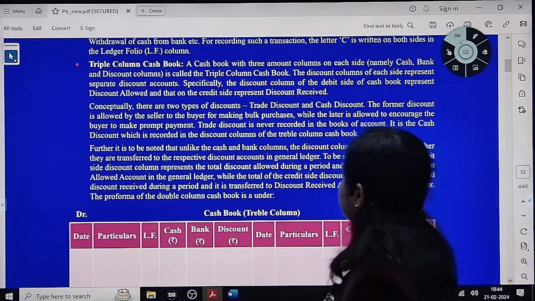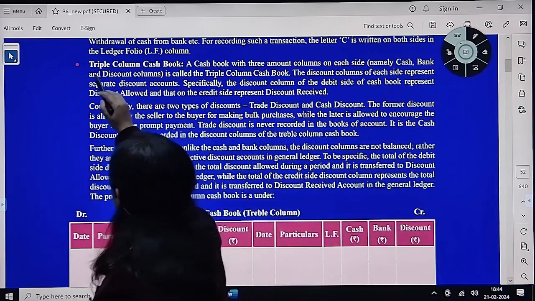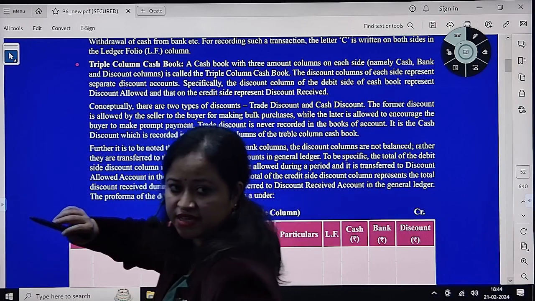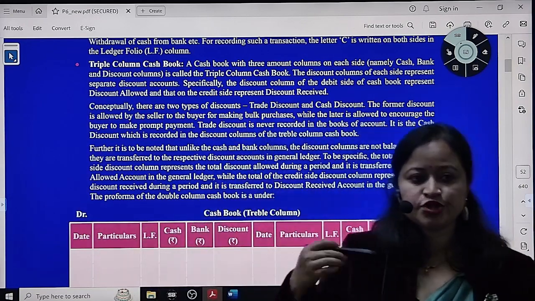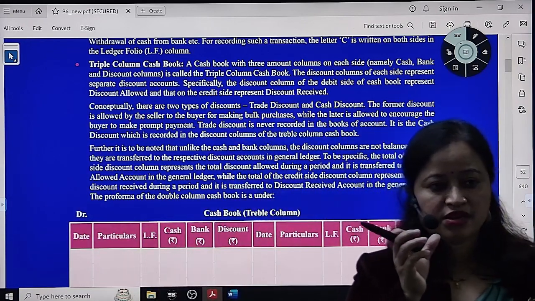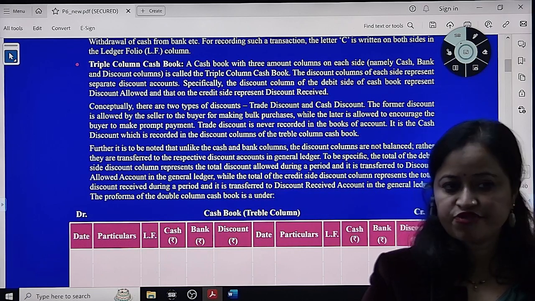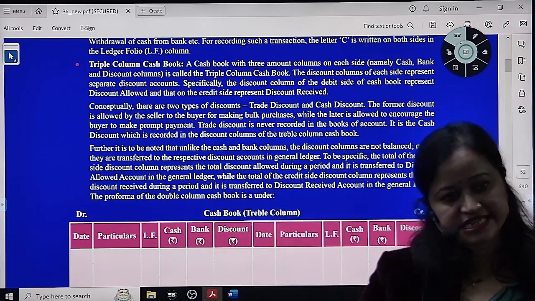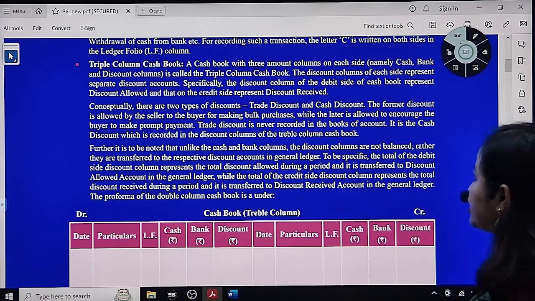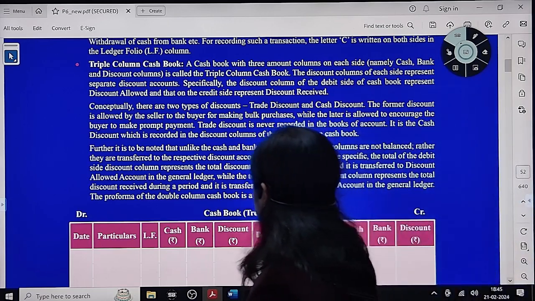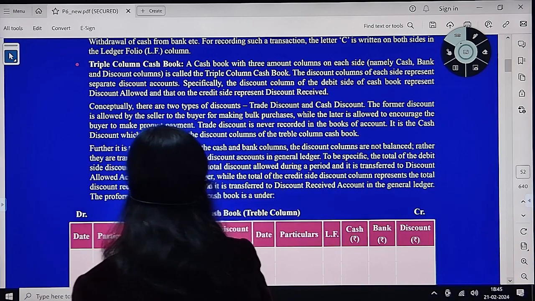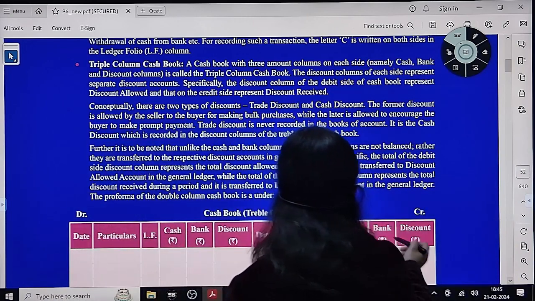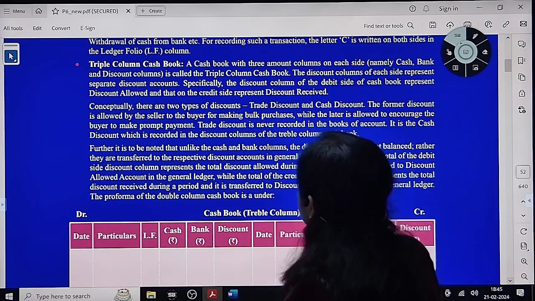Now next is triple column cash book. Triple means 3. One amount column is for cash, one is for bank, another one is for discount. So that is your triple column cash book. You can see in the debit side there are 3 amount columns, cash, bank and discount. In the credit side again 3 amount columns, cash, bank and discount.